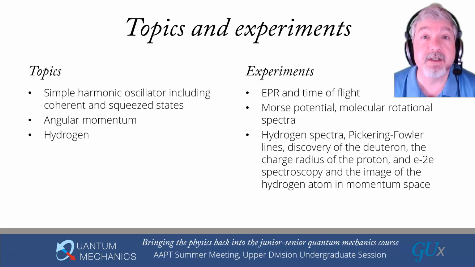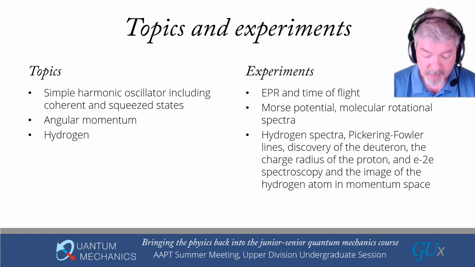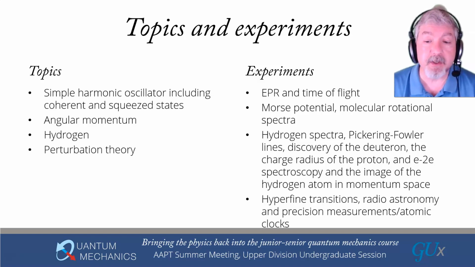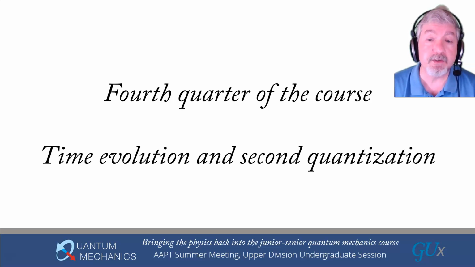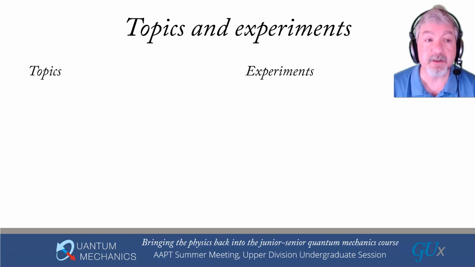But we never measure the electron that accurately in position space. We don't know how. We, however, do it in momentum space, so it's a wonderful thing to teach the students. And then we talk about perturbation theory, which allows us to talk about hyperfine transitions, radio astronomy, and precision measurements, including atomic clocks. In the fourth quarter of the course, we do time evolution and second quantization, and you did not hear me incorrectly, second quantization.